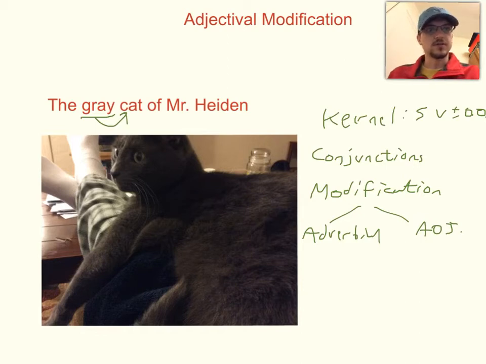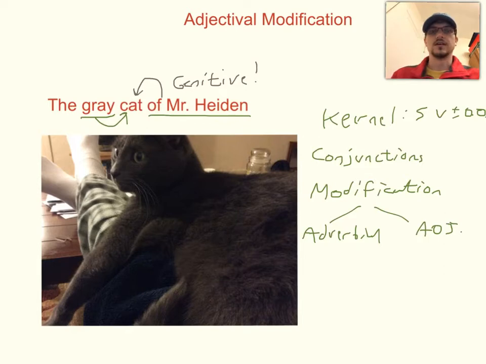But then we also have this of Mr. Haydn idea, which in English is a preposition, but in Latin is going to actually just be the genitive case, as it shows possession, and it's answering the question, whose cat? So we're considering it an adjective modifying cat.